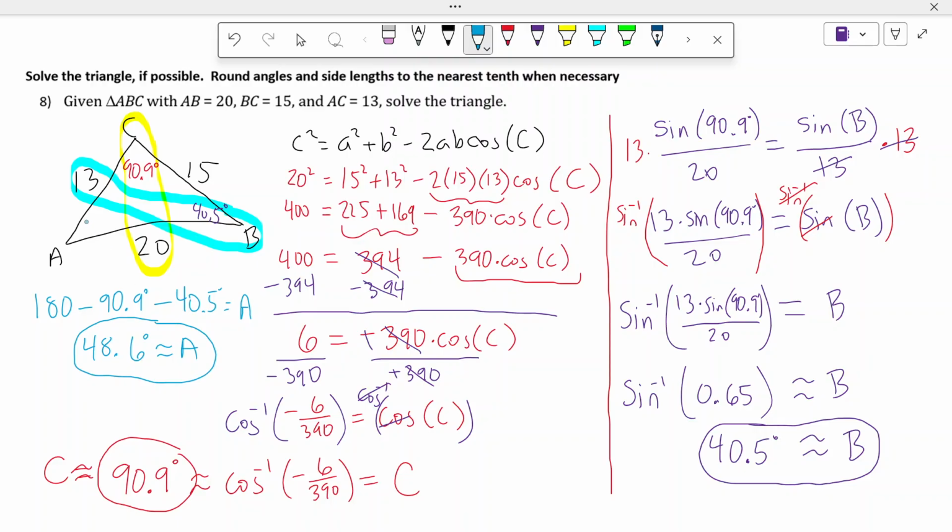I'll put that into my triangle. It's about 48.6 degrees. All right, so we found all the angles and we already had all the sides. We just solved the triangle.